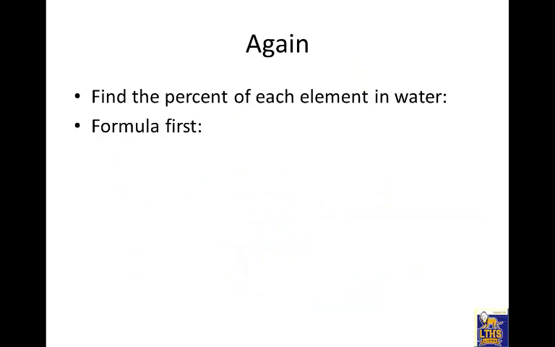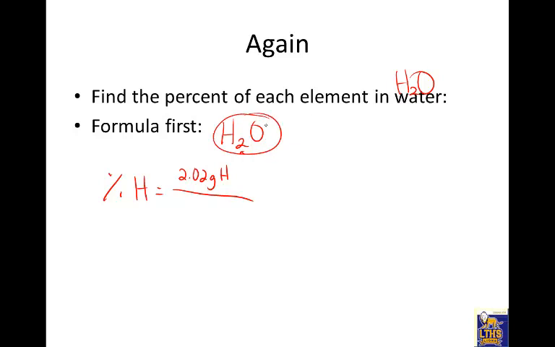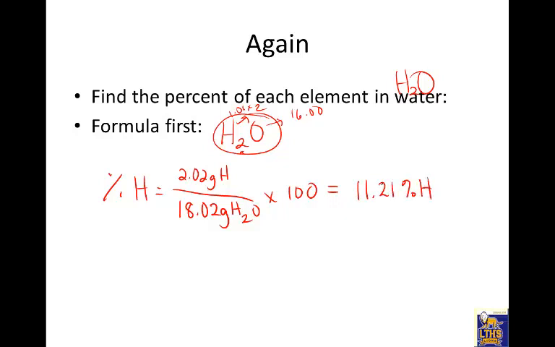Hey, let's practice again. Find the percent of each element in water. Water, H2O. Okay. So, percent hydrogen. Well, there's 2 hydrogens, so 2.02 grams. Hey, where did I get the grams? From the periodic table. Divided by the total mass. We have 16 and 1.01 times 2, 18.02 grams for water, H2O, times 100. Okay, so it's 2.02 divided by 18.02, which is 11.21% hydrogen by mass in water.